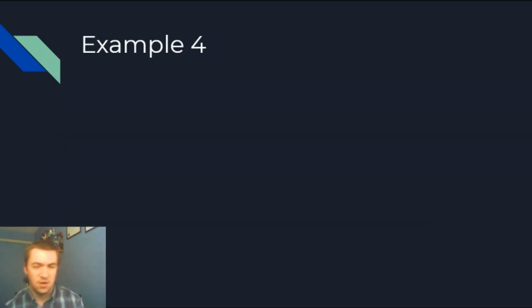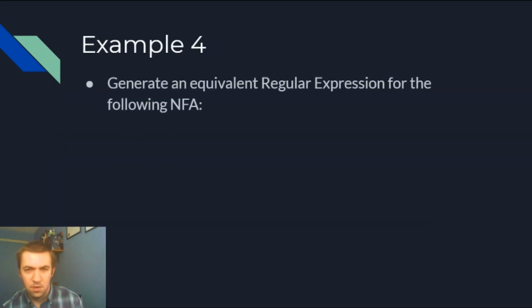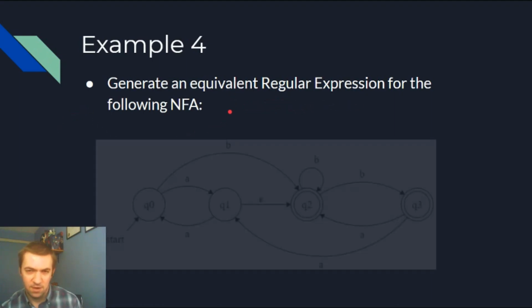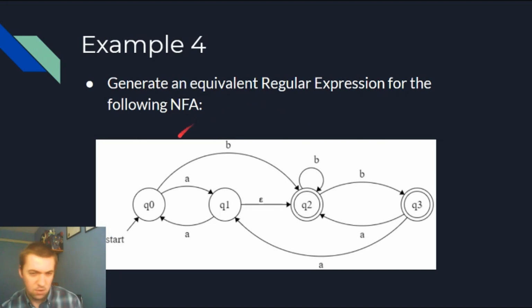So let's buckle in and go with the final example. Let's say we need to generate an equivalent regular expression for the following NFA, and this one's going to be a bit of a doozy. So we have four states here, Q0, Q1, Q2, Q3, and there's a lot of different transitions between them, but we can see the only characters we need to worry about are A and B, and we can see there's at least one epsilon in here that we'll need to also keep in mind.